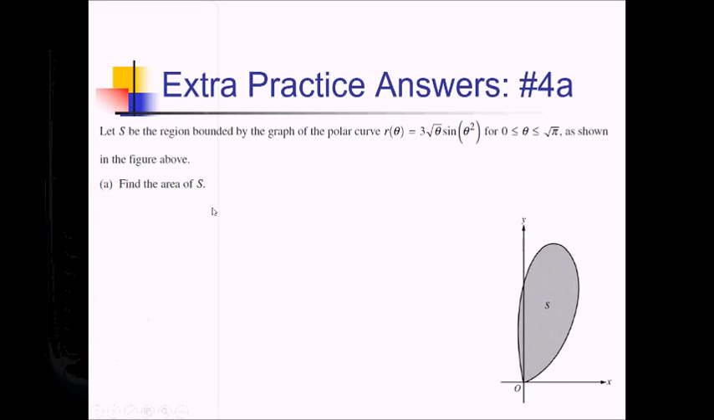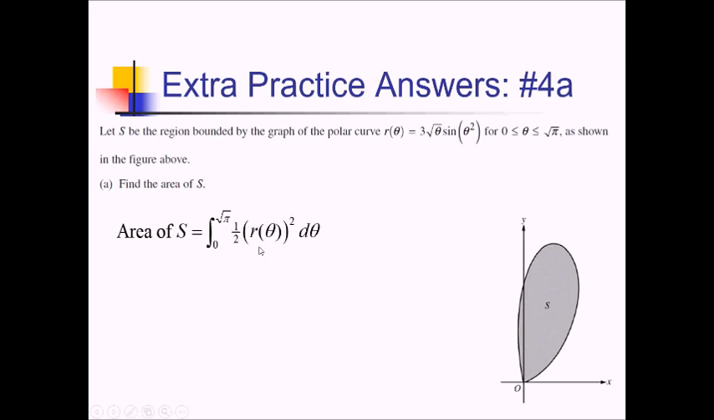Anyway, we're trying to find the area of S. So in general, we need to use our polar area formula. That's the integral from a to b of 1/2 r squared d theta. Well, a and b in this case are just going to be 0 and square root of pi. So we have the integral from 0 to radical pi. And now the r is just this r of theta they gave us. So we're just going to do r of theta squared, 1/2 times that. And I just have to plug that in the calculator.